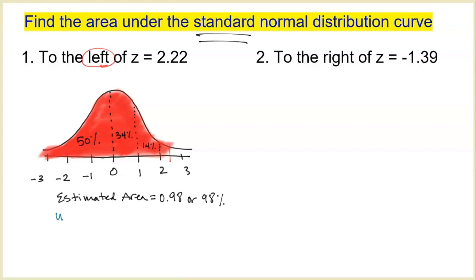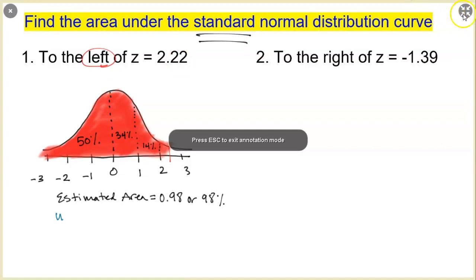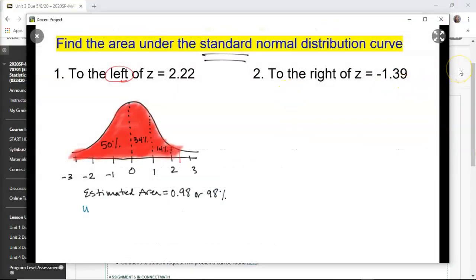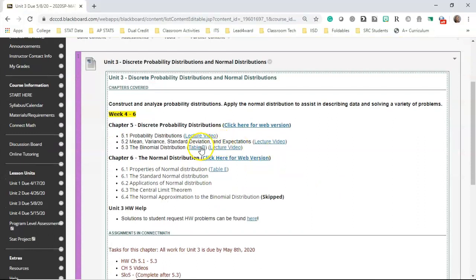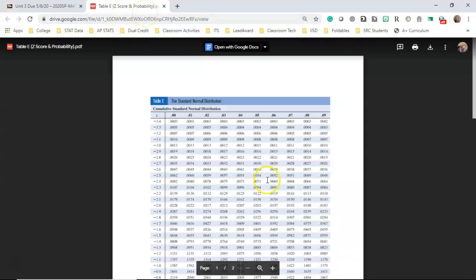Now, we can actually find a more accurate area if we use table E, which is the standard normal distribution table. Much like the table that you looked at for the binomial distribution, this table will help us find not only the area under the curve for certain z-score values, but it also is used as a probability table as well. So I'm going to show you how to utilize that. If you go to eCampus, and here's table B, the one we looked at previously, but we want table E. So you click on that link, and it will open up the z-score and probability table for you.